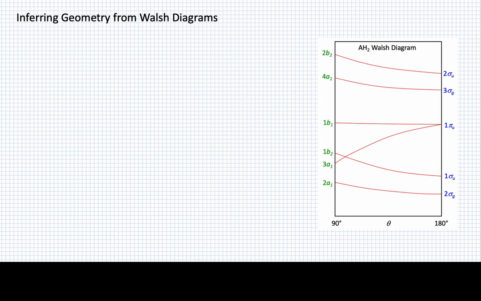Walsh diagrams essentially provide a map for how the energies of molecular orbitals change as a single geometric parameter is varied. And these can be used to assess what the optimal value of that parameter might be. So let's talk a little bit about how one might do that. You can think of this as basically being a primer for how to solve problems using Walsh diagrams. So we're going to use the following analysis to do this.